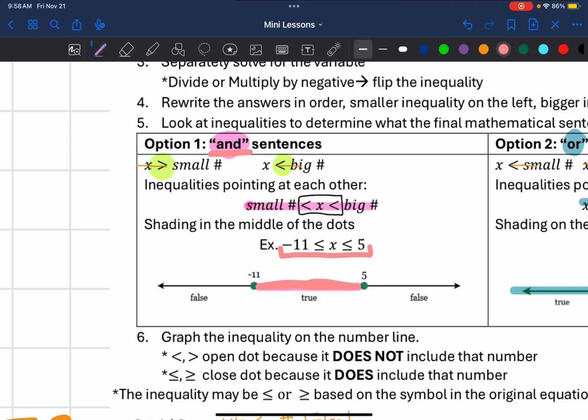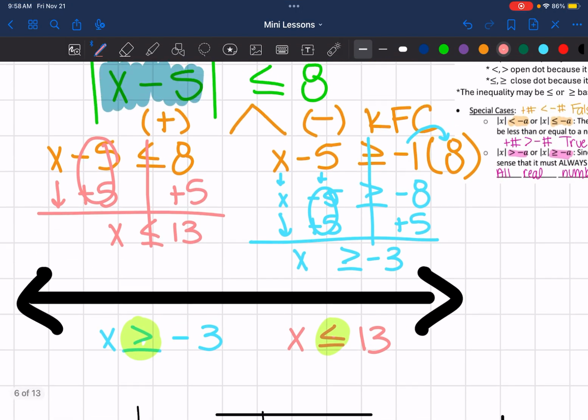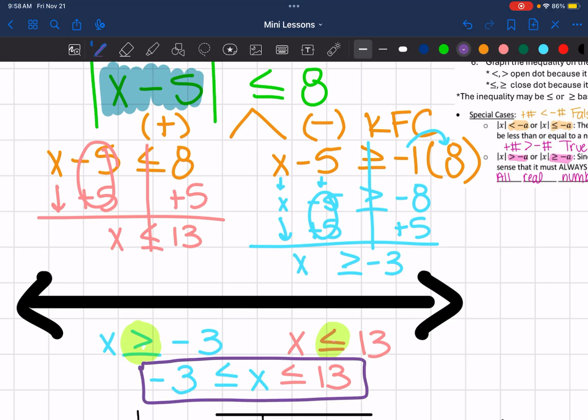So I tried my best to essentially create a formula for us on how to write this sentence. So we will start with our small number, and then we will do our inequality less than or equal to x, less than or equal to x, and then our big number. So that is how we want to set up our answer here. So going back over here, to set up this answer, I'm going to do my small number first, -3. Then I'm going to put my less than or equal to x, and then less than or equal to, and then the big number, which is 13. So this is the official answer in algebra.